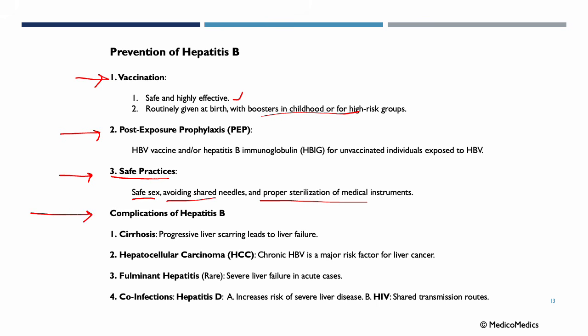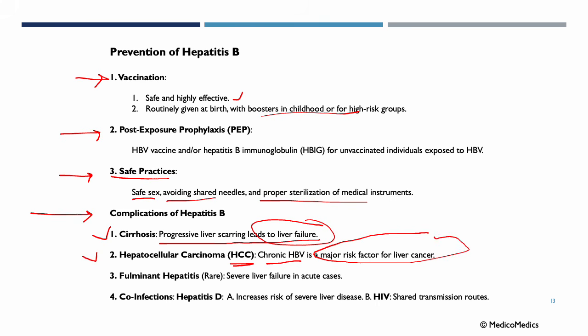What are some complications of Hep B? Well, we've mentioned most of them here. We talked about cirrhosis, so progressive liver scarring leading to liver failure. Hepatocellular carcinoma, HCC. So chronic hepatitis B is a major risk factor for liver cancer. Another rare one is fulminant hepatitis. This is severe liver failure in acute cases. And co-infections, like with hepatitis D. If you remember in the differential diagnosis, hepatitis D presents with the co-infection of hepatitis B. So, increases risk of severe liver disease and B, HIV.